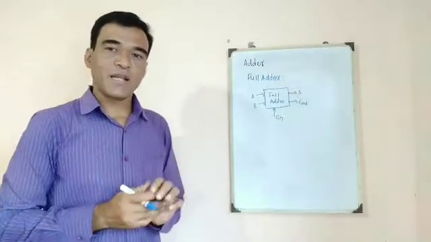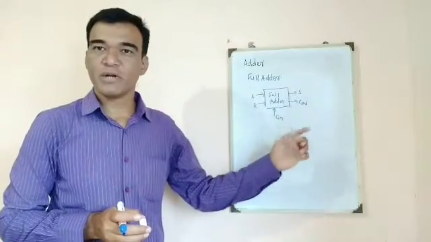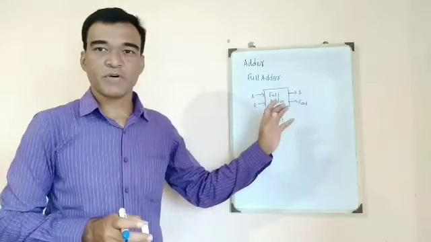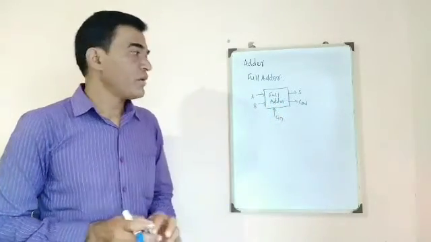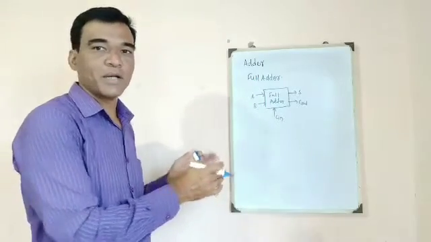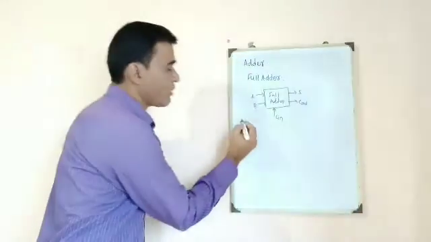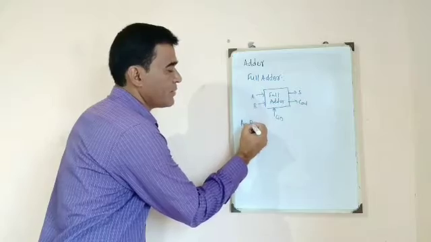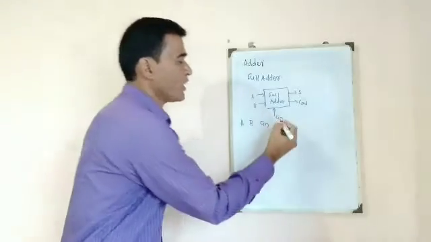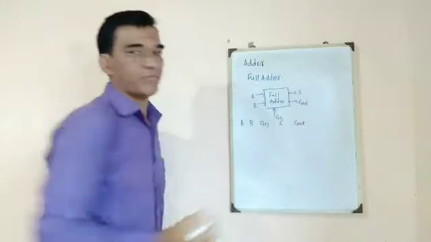Now, as discussed earlier, I need to first find out the expression for sum and the expression for Cout, and then I can implement it by using the gates. How to find out the expression for the sum and carry out? For that, first I need to write the truth table. Truth table is nothing but a listing of all input combinations and corresponding outputs. Here we have the inputs which are A, B and Cin, and corresponding outputs I need to write, which are sum and Cout.